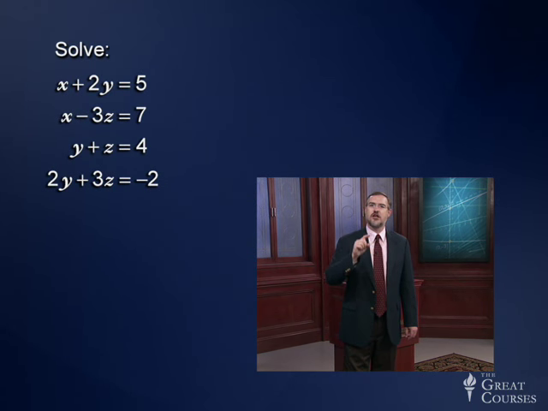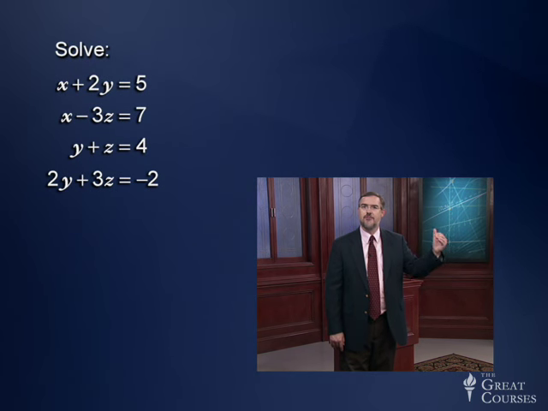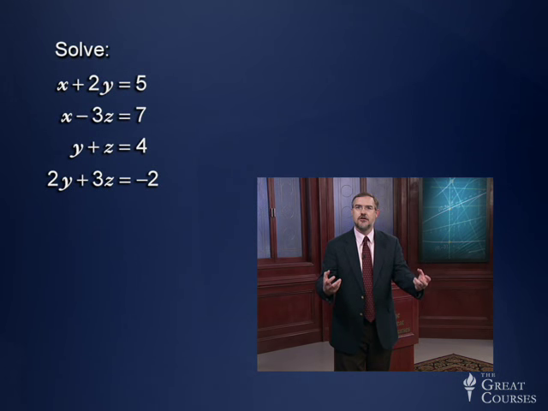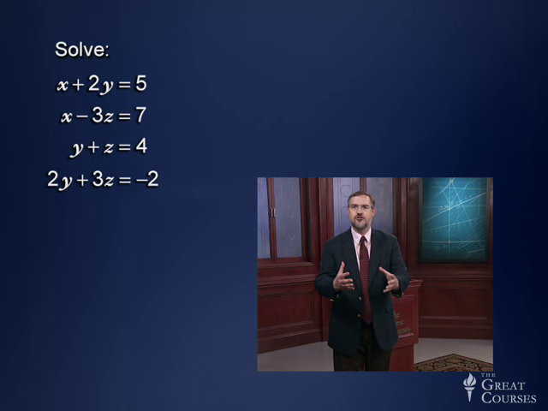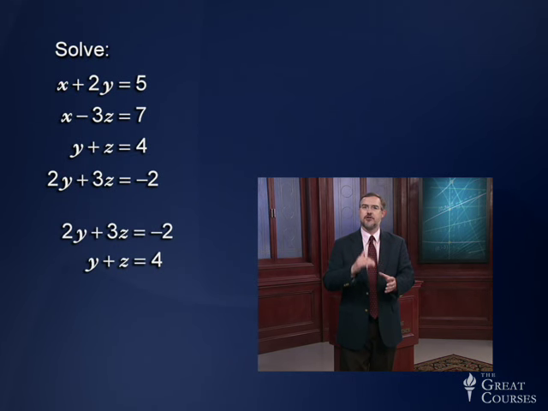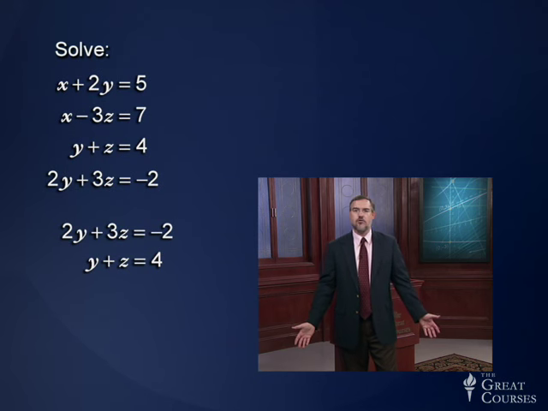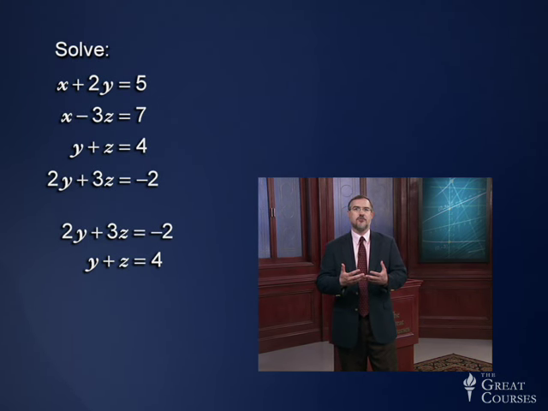But notice also that the third equation from the original system, which was y plus z equals 4, was already missing the x. So guess what? We already now have two little equations, both of which are missing x. They only have two unknowns. And they are 2y plus 3z equals negative 2 and y plus z equals 4. So we're already going right down the path that we want to go down. We've already eliminated one of the variables.